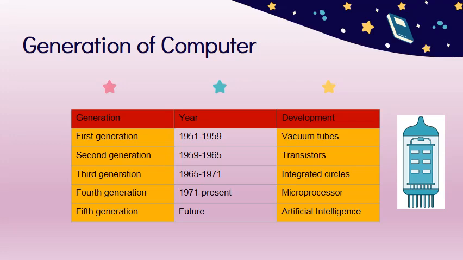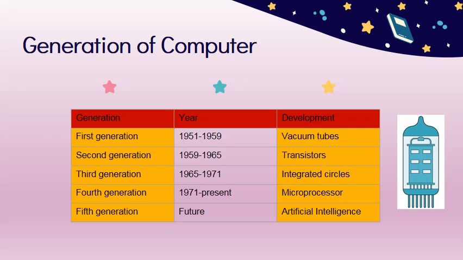The second generation were developed between 1959 and 1965. Now the difference between first and second generation computers: the second generation computers use transistors instead of vacuum tubes. As transistors are smaller than vacuum tubes, the computers became much smaller in size. They also became faster and cheaper than first generation computers. An example of second generation is IBM 1401.